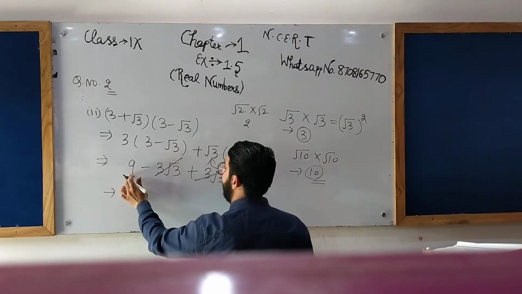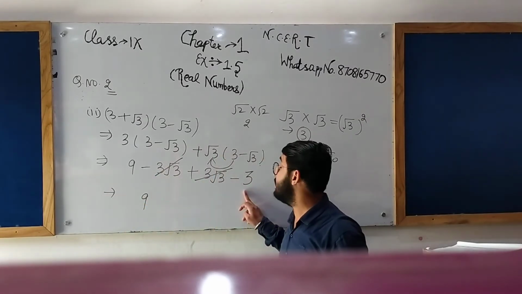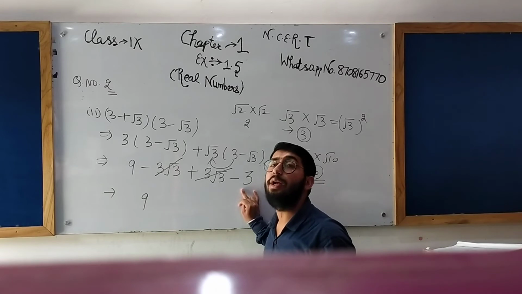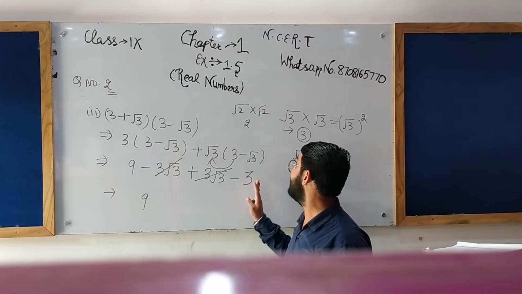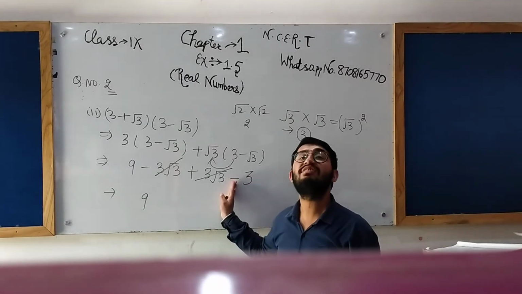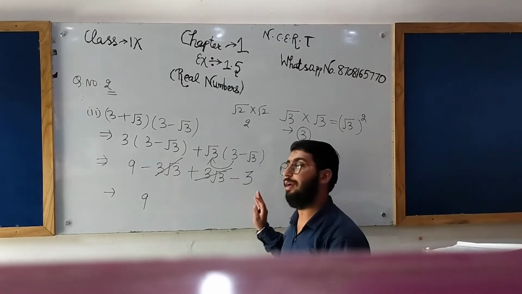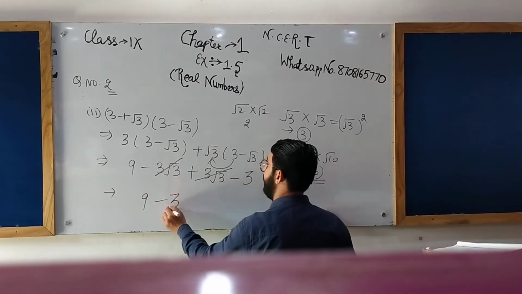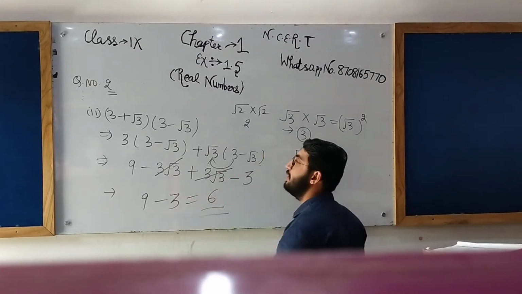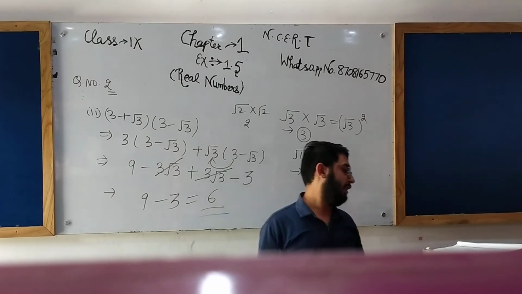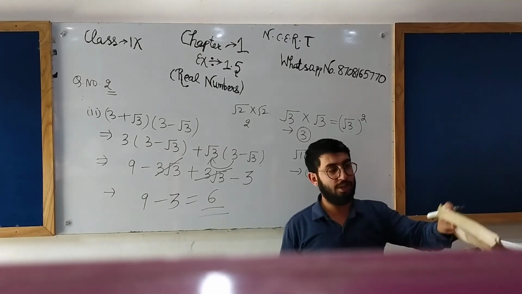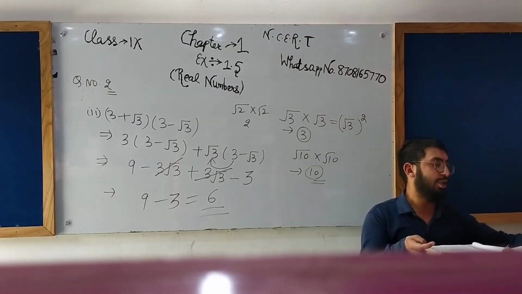It is 9, but it is not 3. It is minus 3. Make sure that you know this thing, that the sign of the terms comes first, comes ahead. Okay. 9 minus 3 gives you what? Gives you 6. This is the answer to your question.